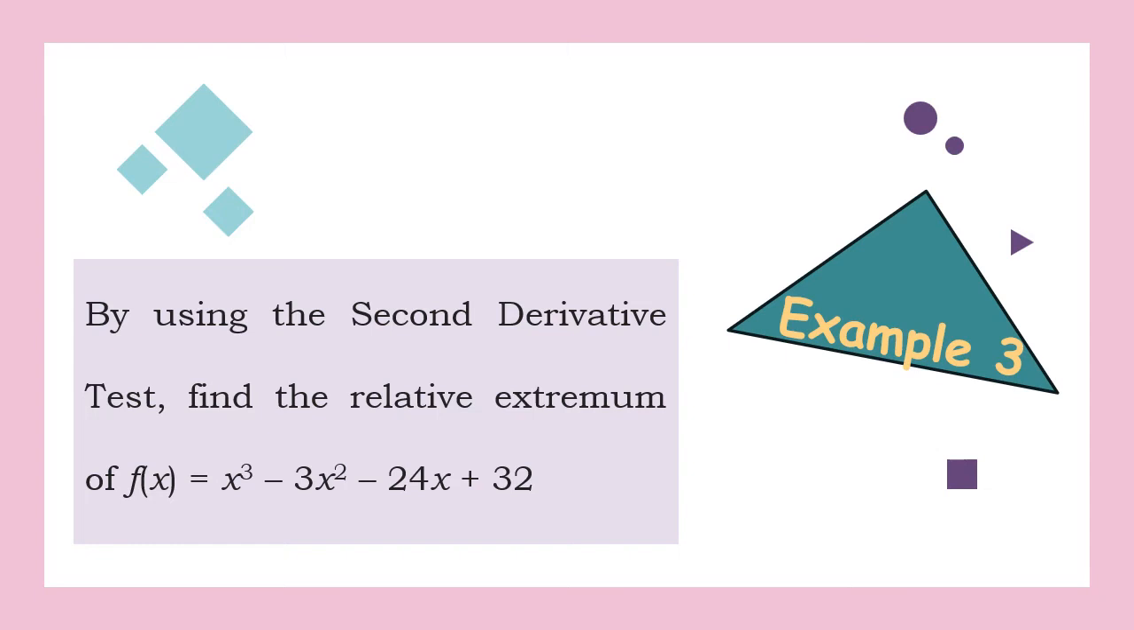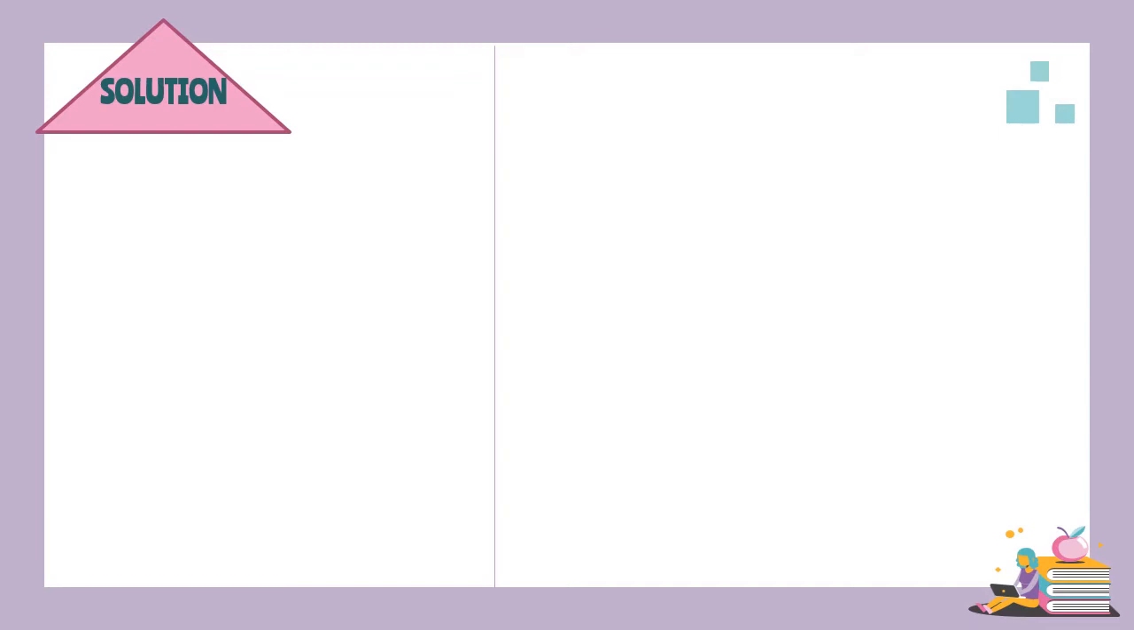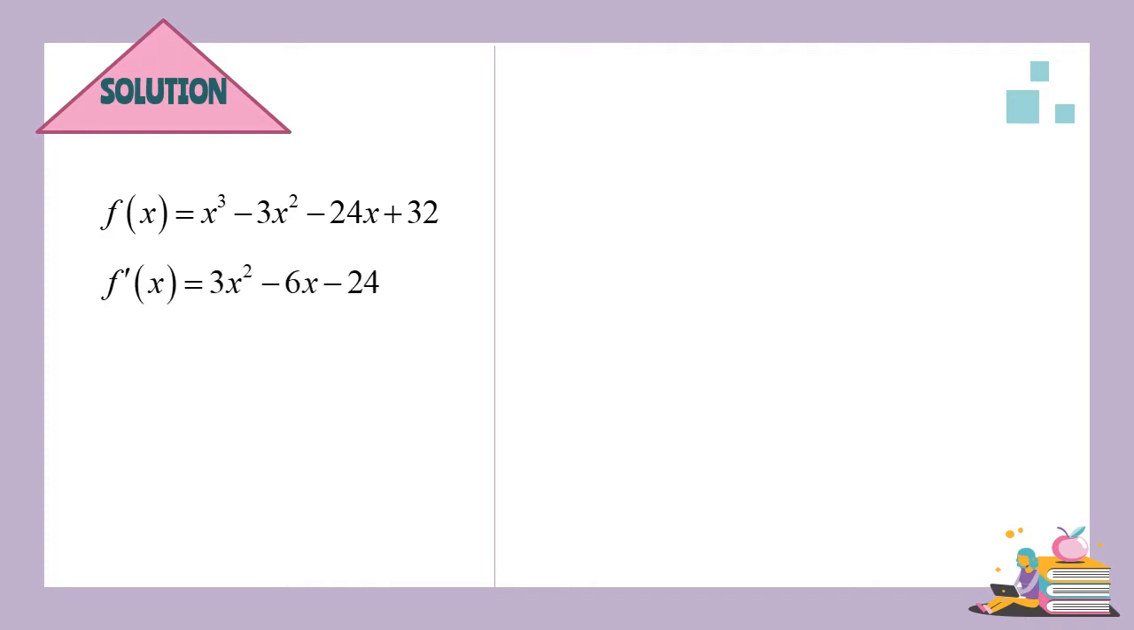The example: by using the second derivative test, find the relative extremum of f(x) equal to x cubed minus 3x squared minus 24x plus 32. The first step is to find f prime x. Differentiating f(x), we get 3x squared minus 6x minus 24. Then the next step is to factorize and equate to 0. We can factor out 3, and we get x squared minus 2x minus 8, which factorizes as (x minus 4)(x plus 2).